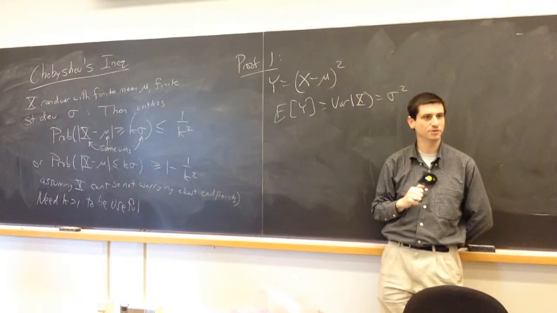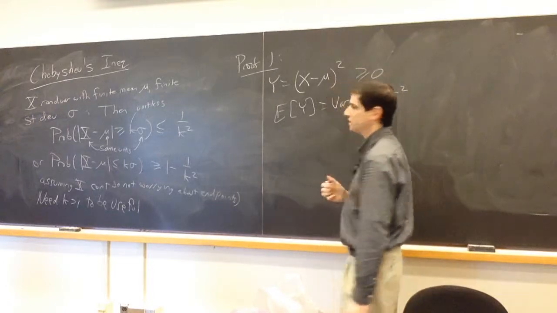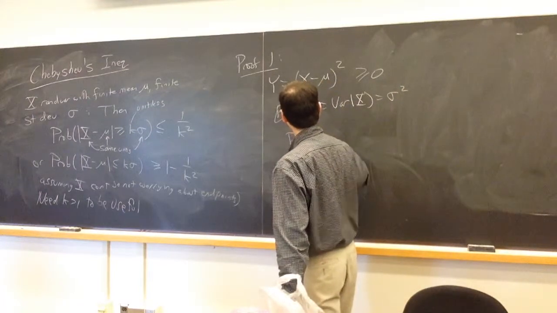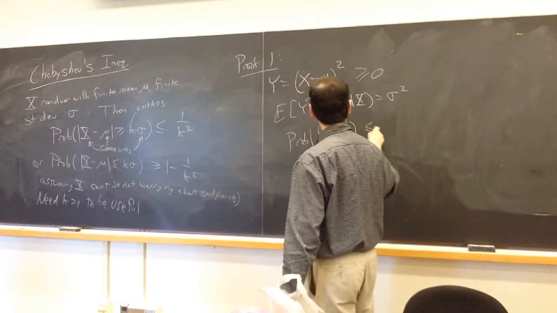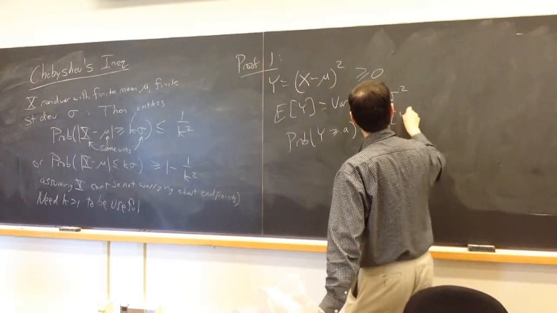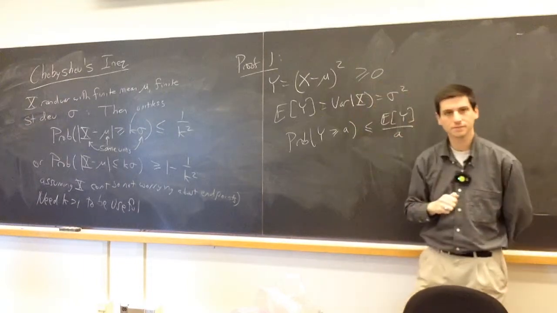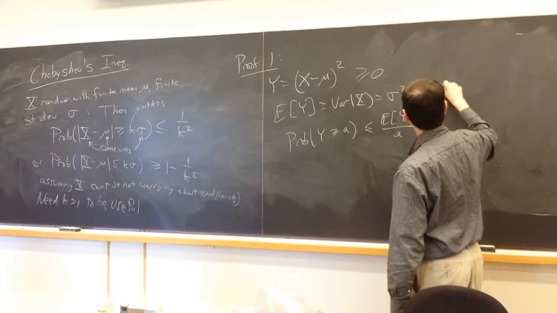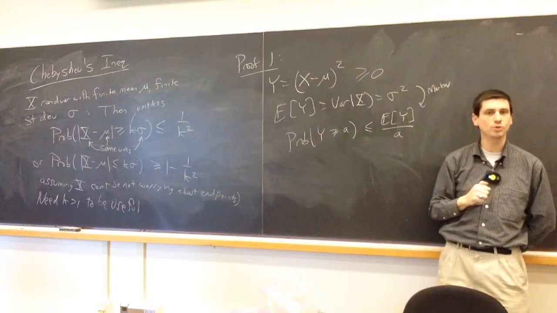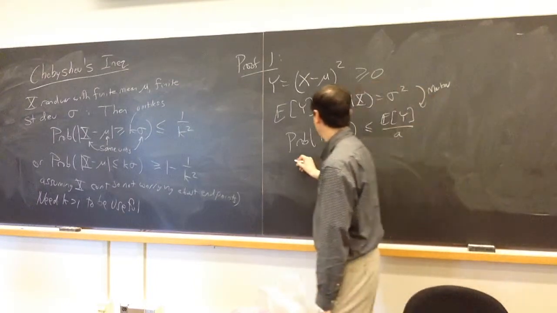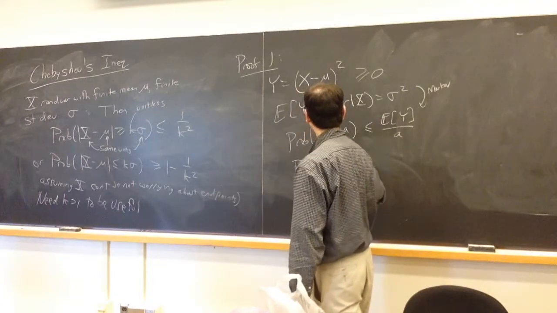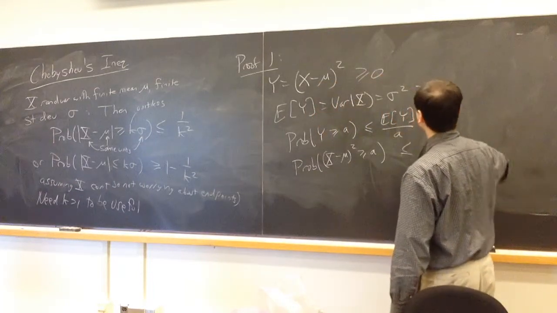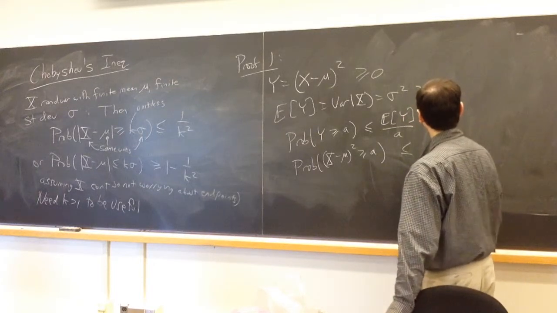And what else do we know about this random variable? It's non-negative. The conditions of Markov's inequality are met. And so now we get the probability that Y is greater than or equal to A is less than or equal to the expected value of Y divided by A. So just using Markov. Now all we have to do is unwind and figure out what we want to choose A to be. So we've got the probability that (X minus mu) squared is greater than or equal to A is less than or equal to the expected value of Y, which is sigma squared, divided by A.